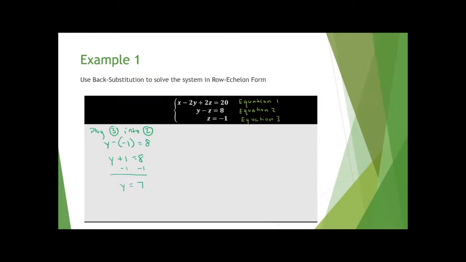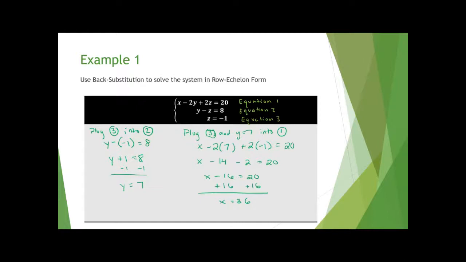So now we know z and y. Now we're going to plug equation 3 and y equals 7 into equation 1. In equation 1, we have x minus 2y, so y is 7, then plus 2 times z, which is negative 1, equals 20. And now you're just solving for x. So we have x minus 14 minus 2 equals 20, which is x minus 16 equals 20. Then I add 16 to both sides, and we get x equals 36.